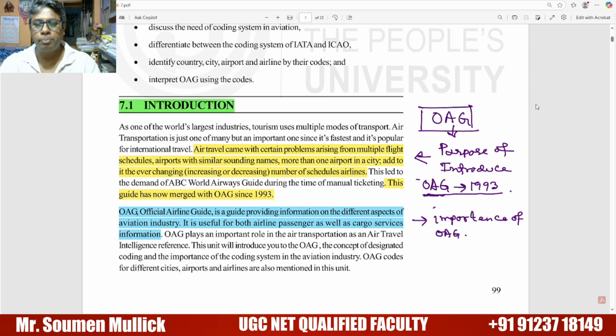Air travel came with certain problems arising from multiple flight schedules, airports with similar sounding names, more than one airport in a city, added to the ever-changing number of scheduled airlines. That was the reason a change was needed. That's why this led to the demand of the ABC World Airways Guide during the time of manual ticketing. Again, it was manual ticketing, and this guide has now merged with OAG since 1993. The Official Airline Guide merged with the ABC World Airways Guide from 1993.